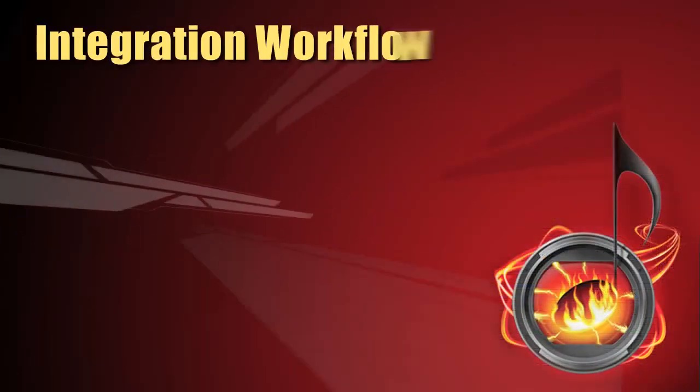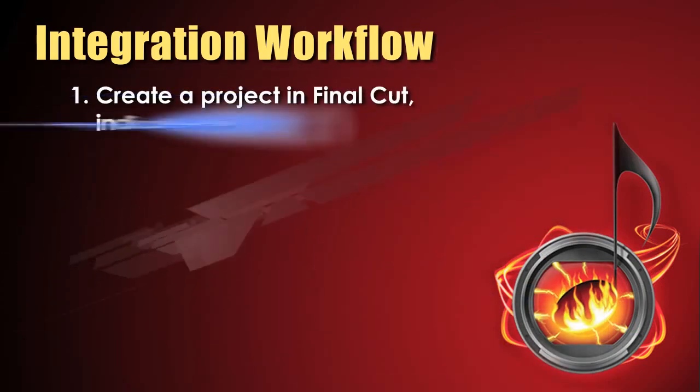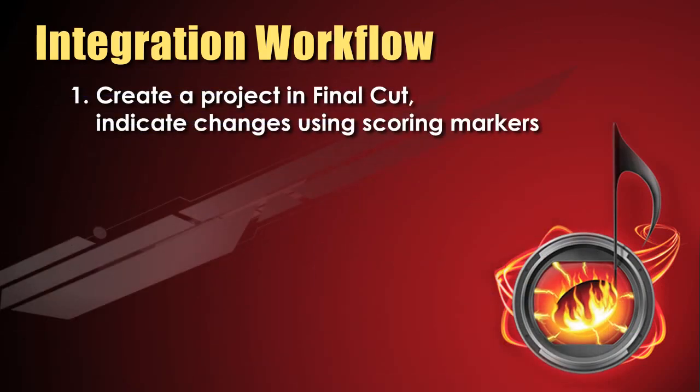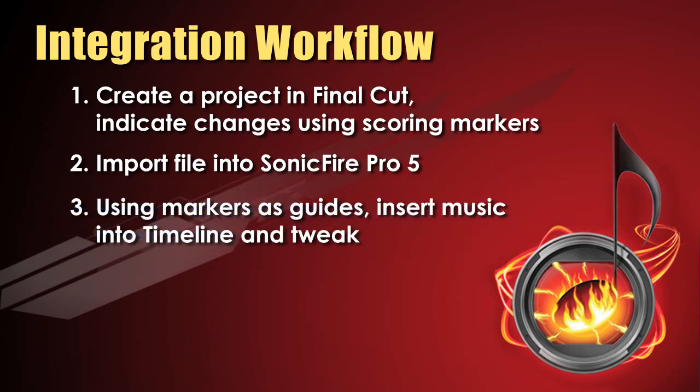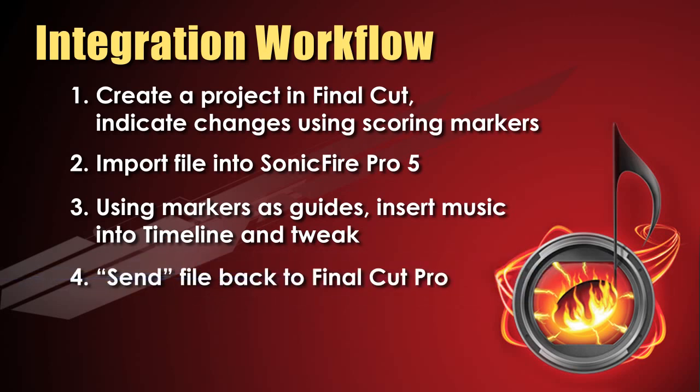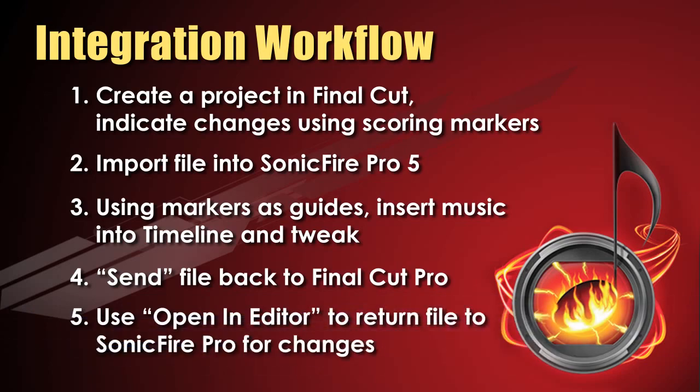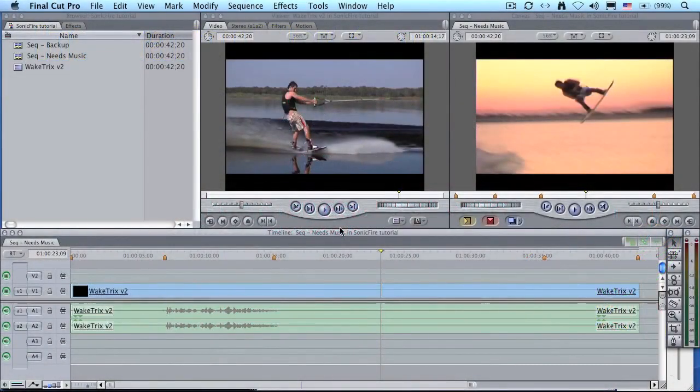Here's an outline of what we're going to do. First, we'll create a project inside Final Cut and indicate where we want the music to change using scoring markers. Then we'll import the file into the Sonicfire Pro timeline. Using the markers as guides, we'll tweak the music as necessary to get it to sound the way that we want. Then we'll send the file back to Final Cut, and if we need to make revisions, we'll use Open an Editor to tweak the music. The process can be amazingly fast and very powerful. Let me show you how it works.